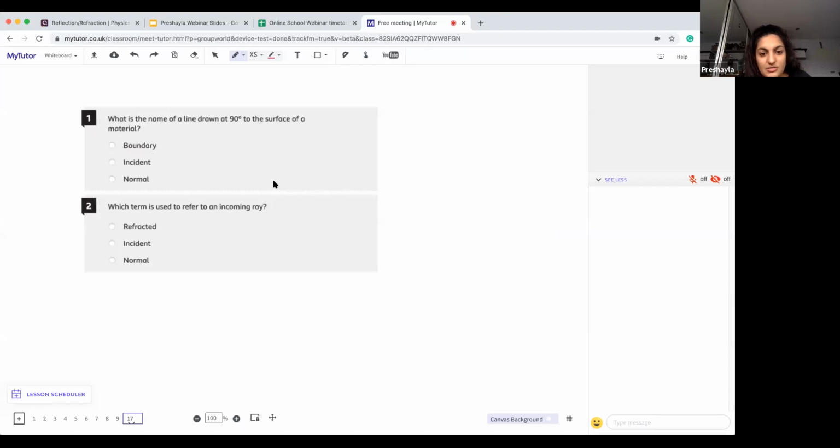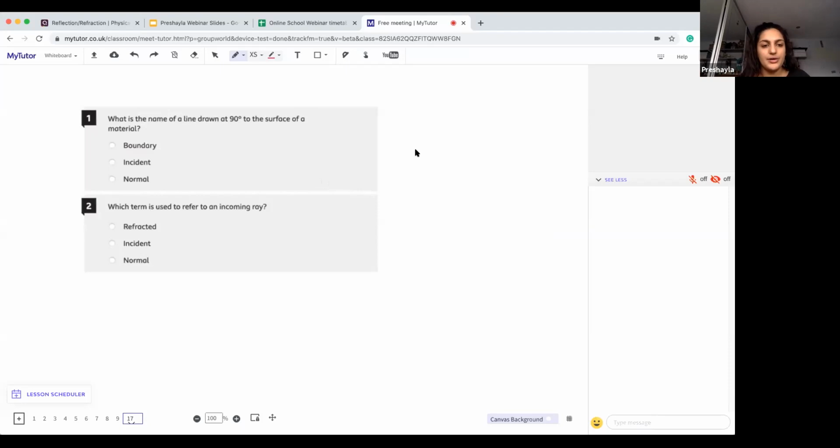Translucent, someone said. No, it has to be transparent, okay? Not translucent, transparent. And then Santati said refraction rays always bend towards the normal line. Not necessarily, they can either bend towards or away, okay, as we saw in the fast mnemonic.